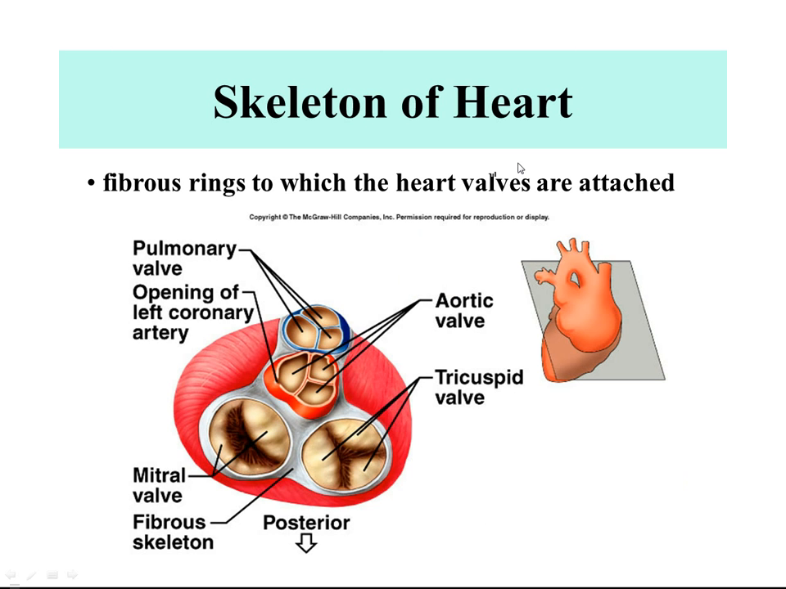The skeleton of the heart, here are the valves as we looked at just a minute ago. You have fibrous rings in which the valves are attached, where you have the pulmonary valve and the aortic valve, the mitral valve or bicuspid. This fibrous skeleton holds everything in place. The tricuspid valve. Everything is held into place by these fibrous rings.